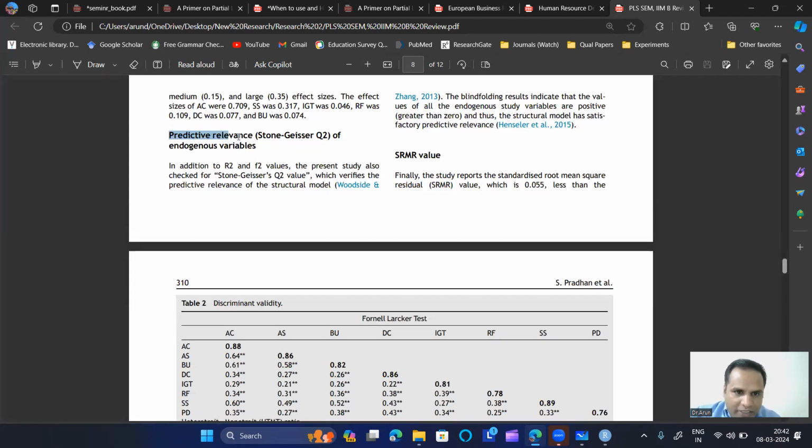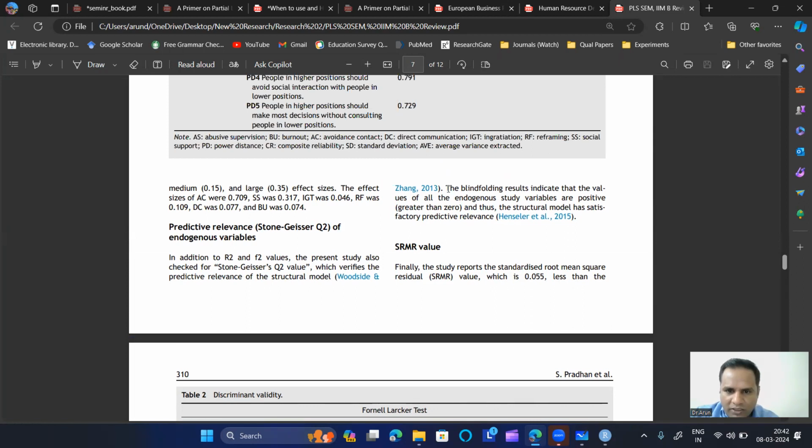Take this IMB paper. It's a B category paper. A star paper we have seen, and now let us see the reporting in the B category paper, how they have reported it. Here it talks about predictive relevance, and they have simply used the Stone-Geisser Q square. They say, in addition to R square and F square values, the present study also checked the Stone-Geisser Q square value, which verifies the predictive relevance of the structural model. The blindfolding results indicate that the values of all the endogenous study variables are positive, greater than 0, and thus the structural model has satisfactory predictive relevance. See how they took the defense, sir.